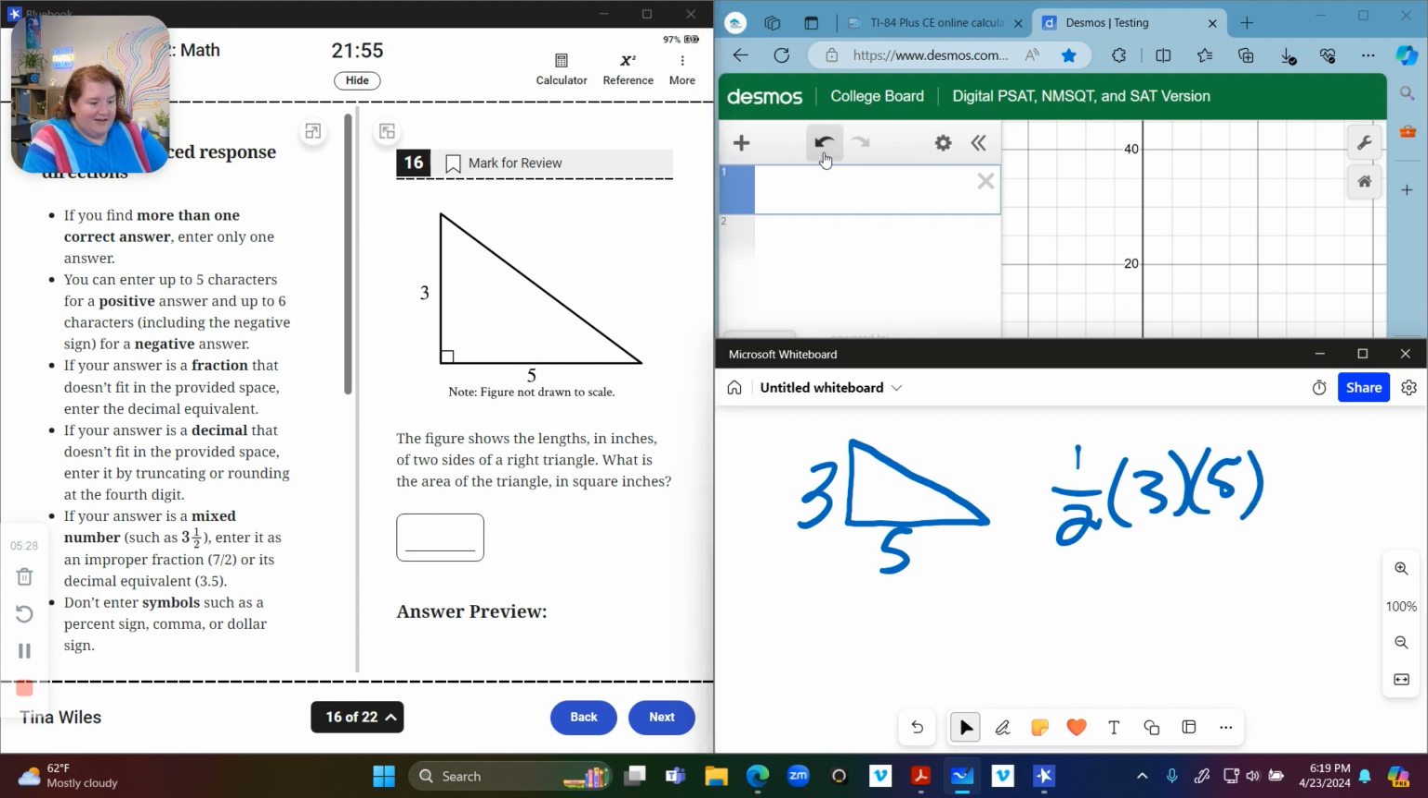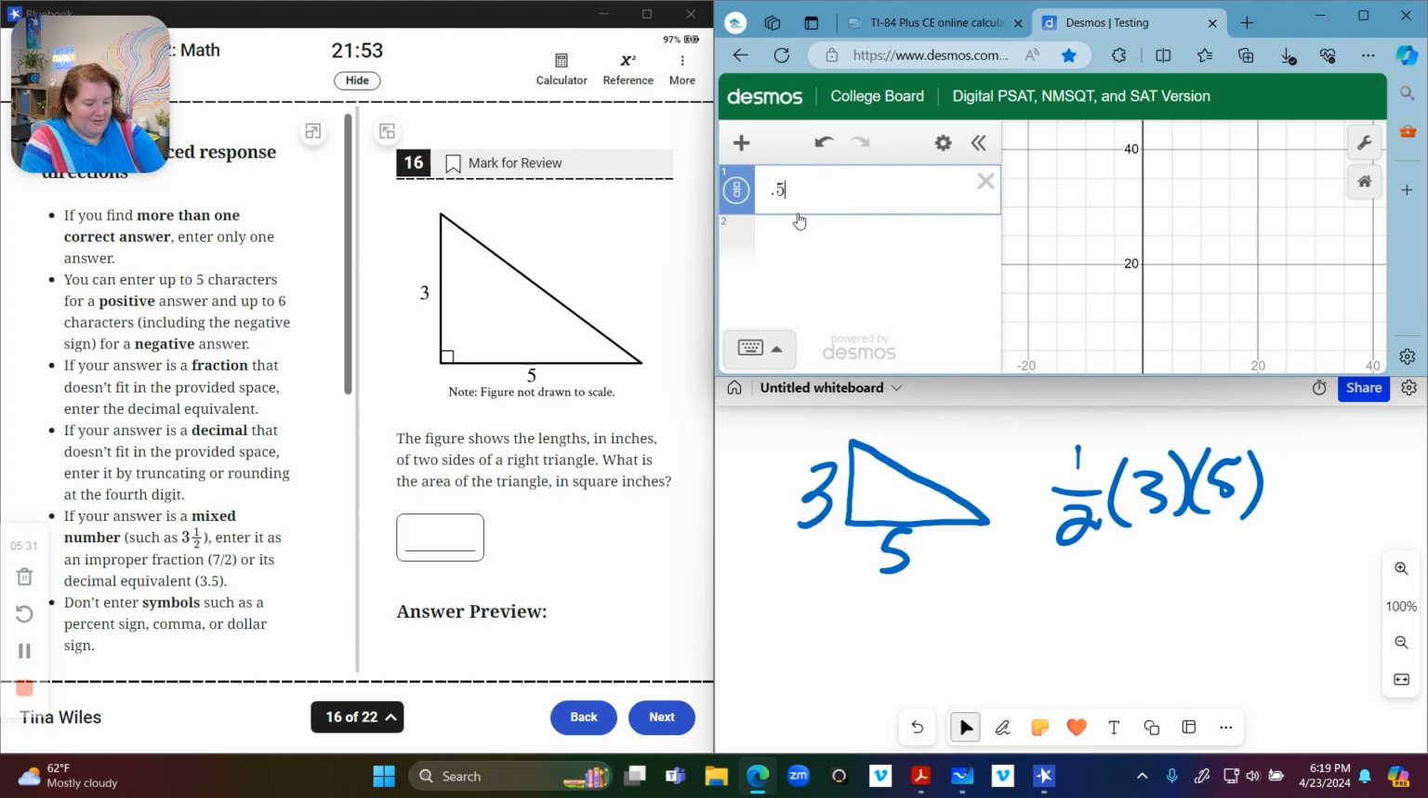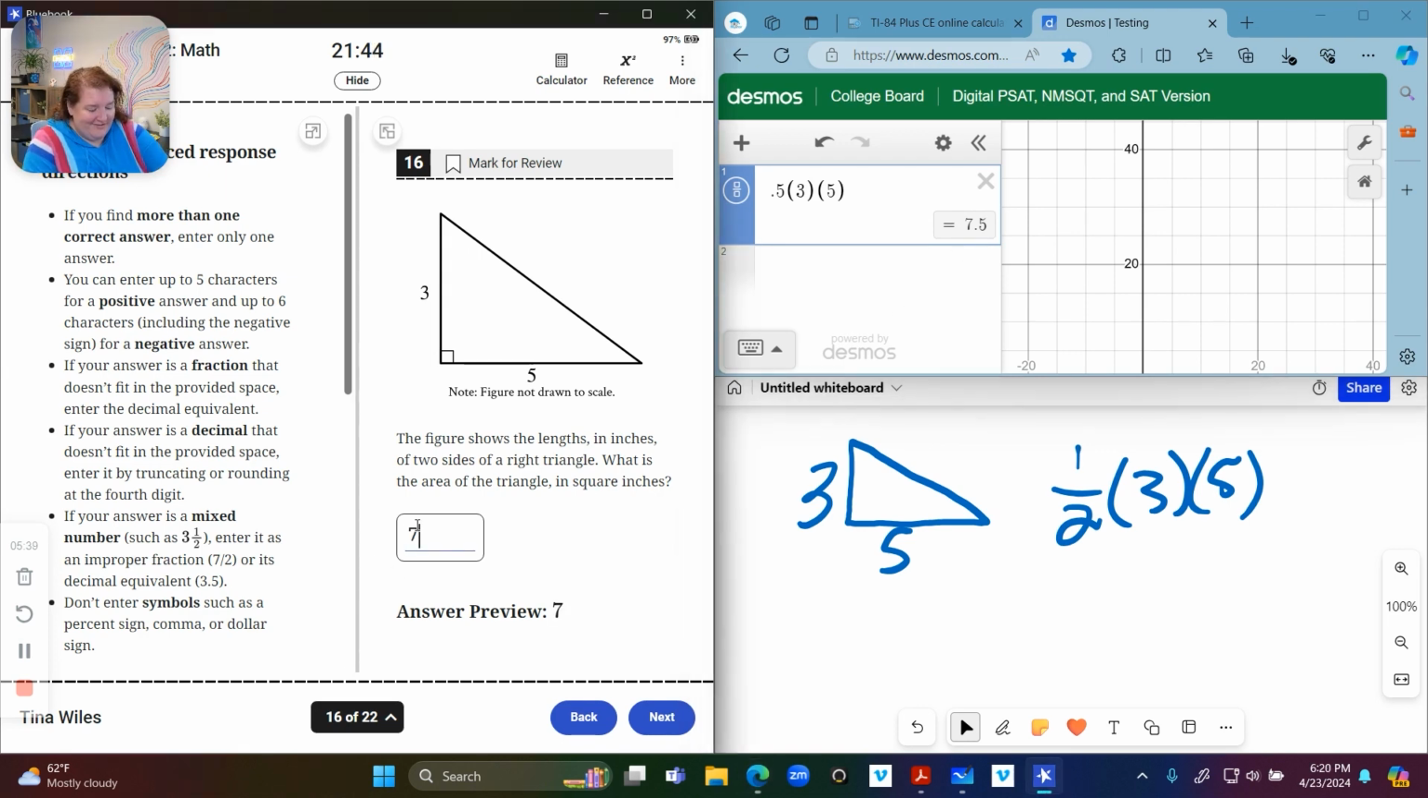I'm just going to do 0.5, 3 times, I said 15. 3 times 5. 7.5 is the answer. I was doing the math in my head as I was talking.